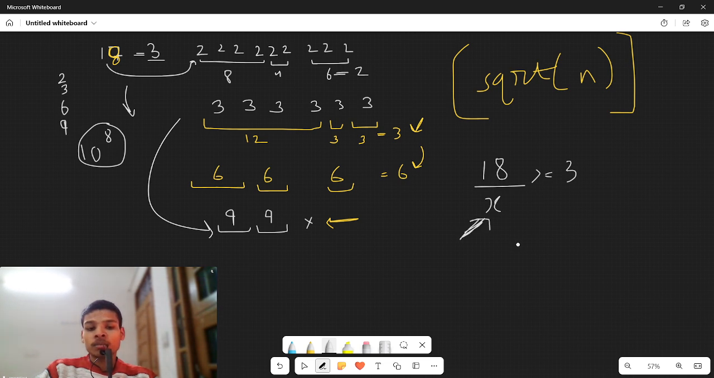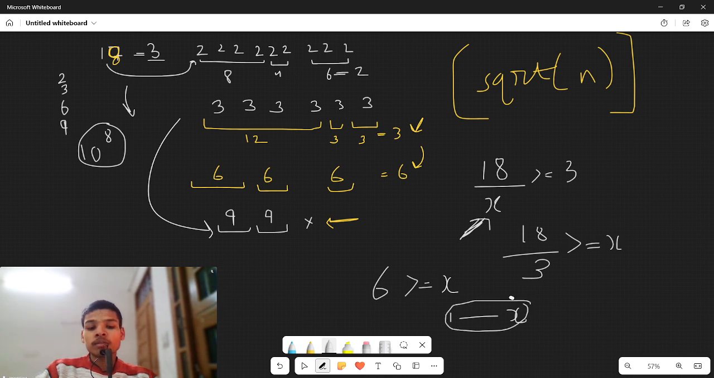So how to get this number? If I rearrange the equation, 18 by 3 should be greater than or equal to x, which means my x should be smaller than or equal to 18 by 3. What is 18 by 3? It is 6, which means my x should be smaller than or equal to 6. So this is the possible answer. So I will brute force from 1 till x, all the numbers, and check what is the maximum possible number which is divisible by 18 in this sequence, and that is my answer.